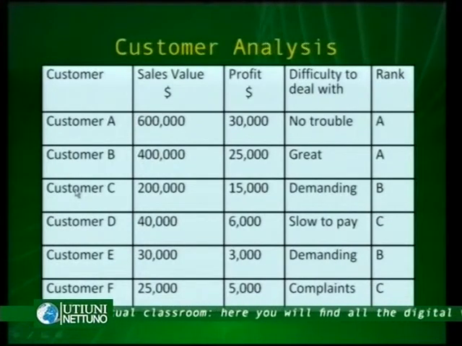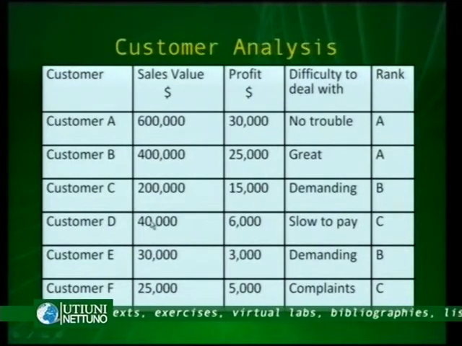Customer C then. Customer C is only $200,000 in sales, 15,000 in profits, but they're demanding. They're always looking for more, never quite satisfied. So you have them down as a B rather than an A, even though the profitability is quite good.